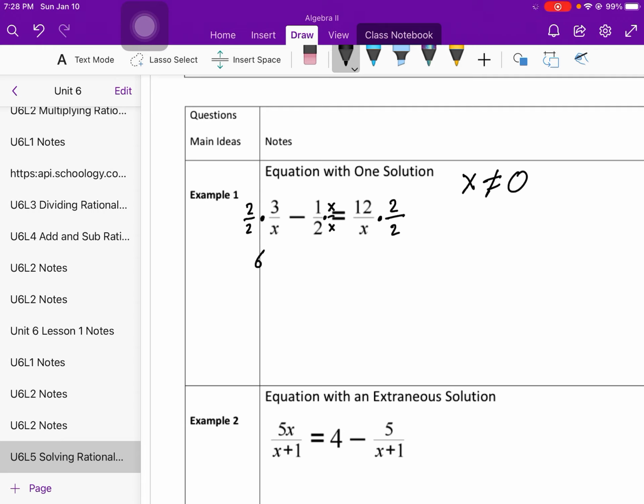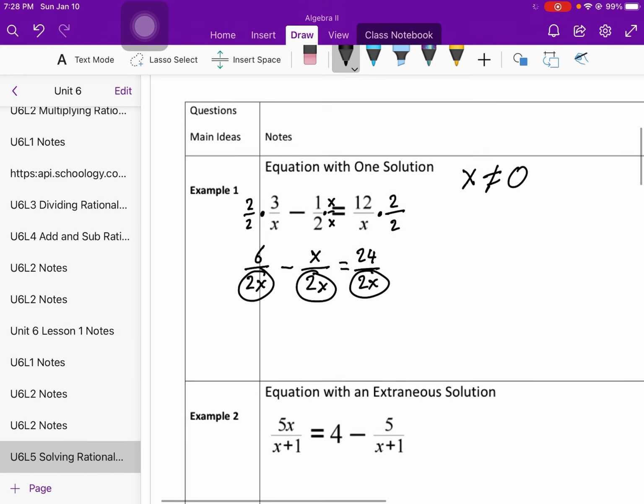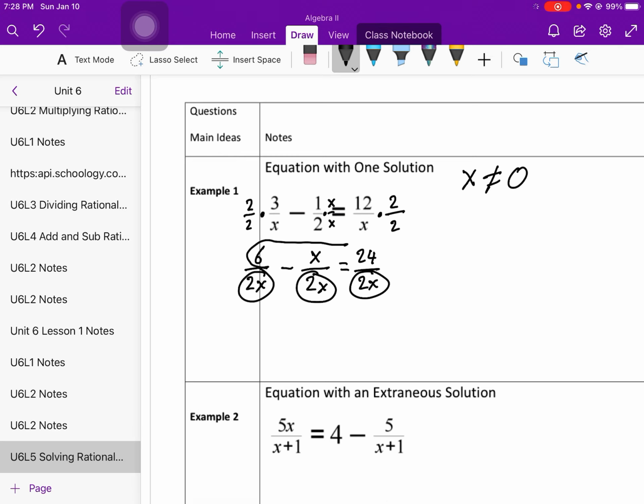So 2 times 3 is 6, and then on the bottom we get 2x. Minus x times 1 is x over 2x. Lastly, we have 12 times 2, which is 24, and then 2 times x is 2x. Now that we have all of the same denominator, this is great because here's the trick. Once you have the same denominator, that tells you that the top is our new equation. Once we get that, we can actually get rid of the denominators and just make it 6 minus x equals 24. Turns into a really simple equation.